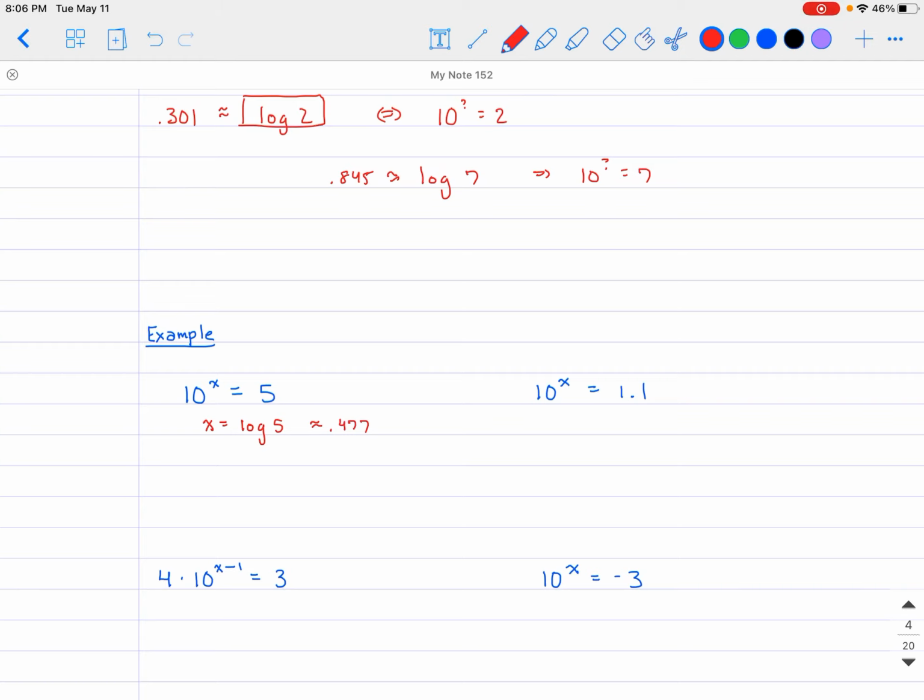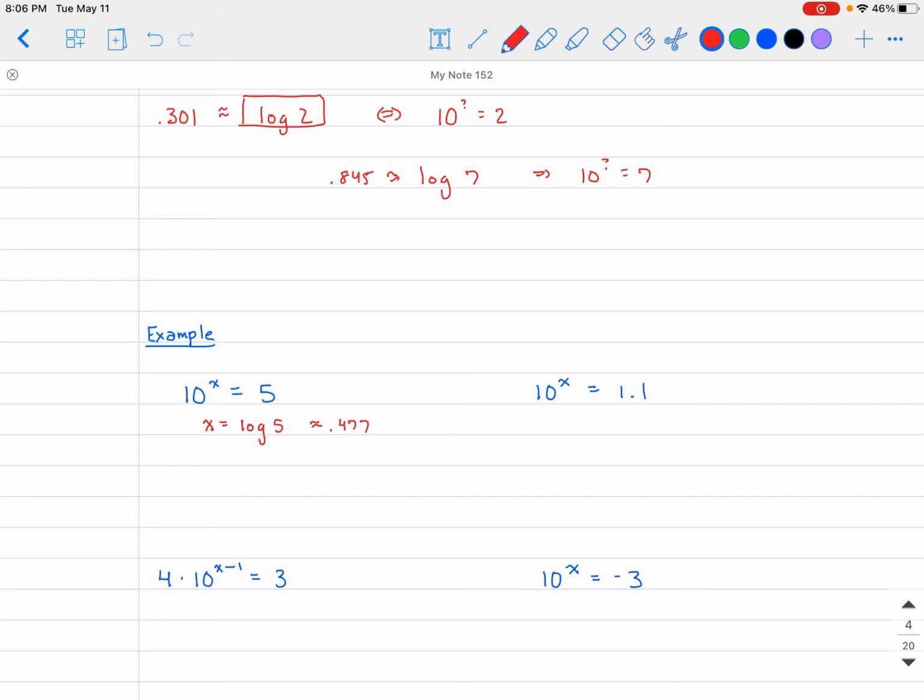All of these problems we're doing here, unfortunately, require a calculator. But at least we're solving for these numerical values somehow. On to the next one. If I have 10 to the x is equal to 1.1, we're going to use a calculator to solve for it, but before we do, we have to tell the calculator what to plug in.